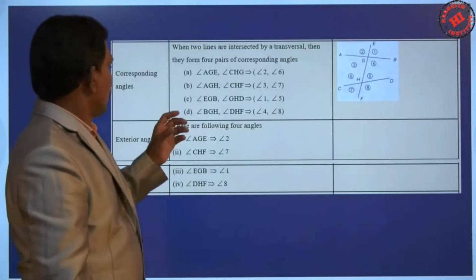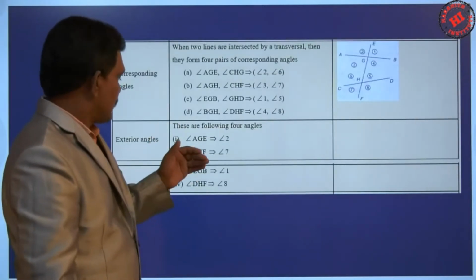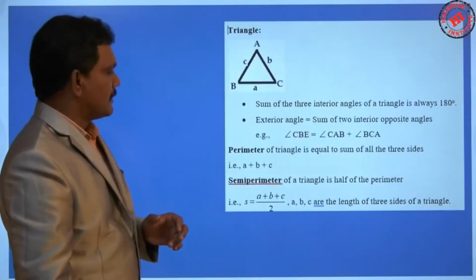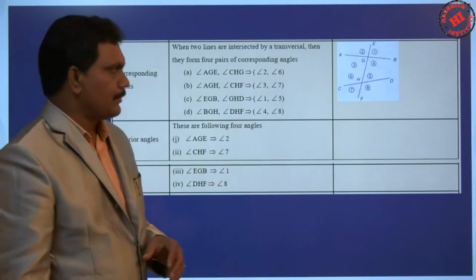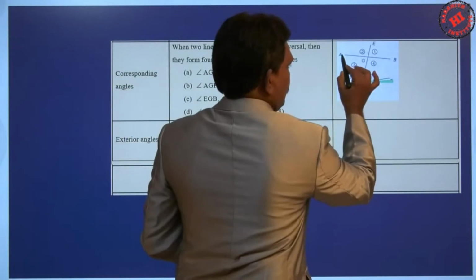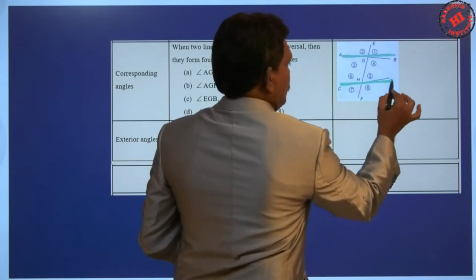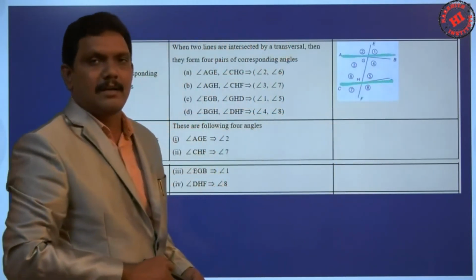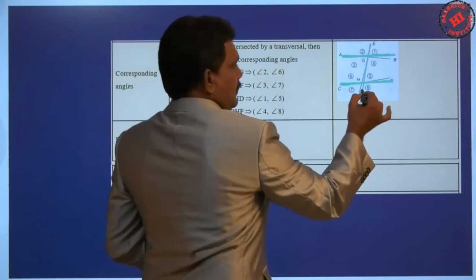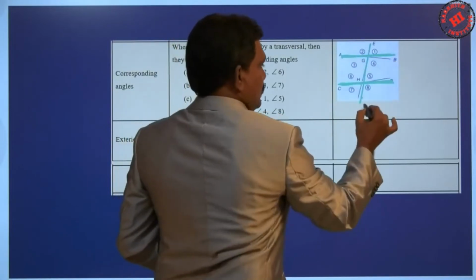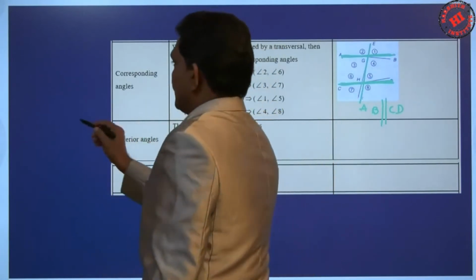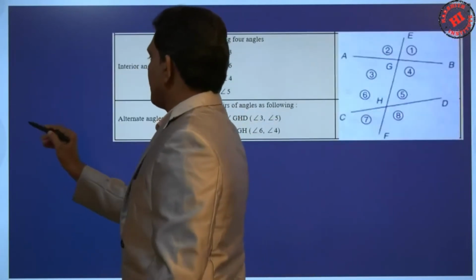Next point. Corresponding angles, exterior angles, internal angles, alternate angles. Students, if you observe, when two parallel lines are intersected by a line, this is called a transversal. Students, AB is parallel to CD. Once I am drawing the condition, right? AB is parallel to CD.